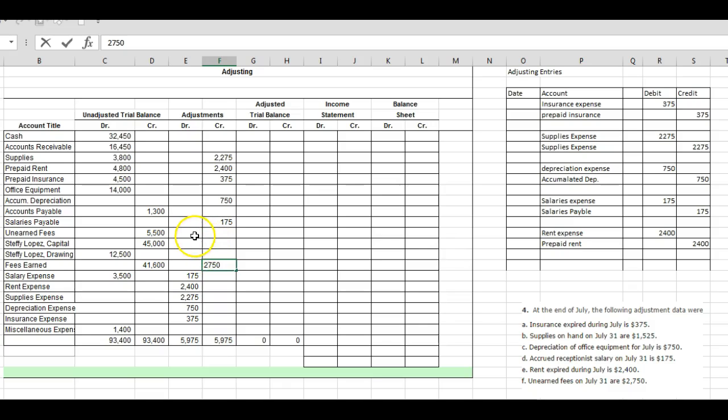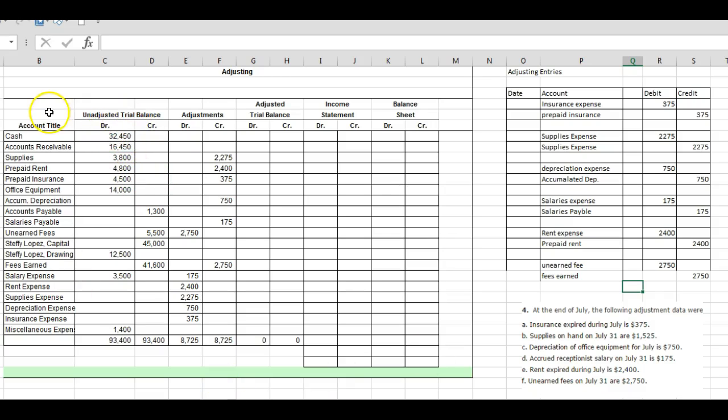And we are going to debit to decrease the unearned fees, $2,750. So over here, you have unearned fees debited for $2,750 and fees earned for $2,750. Okay, those are your entries. Now you're not done yet.